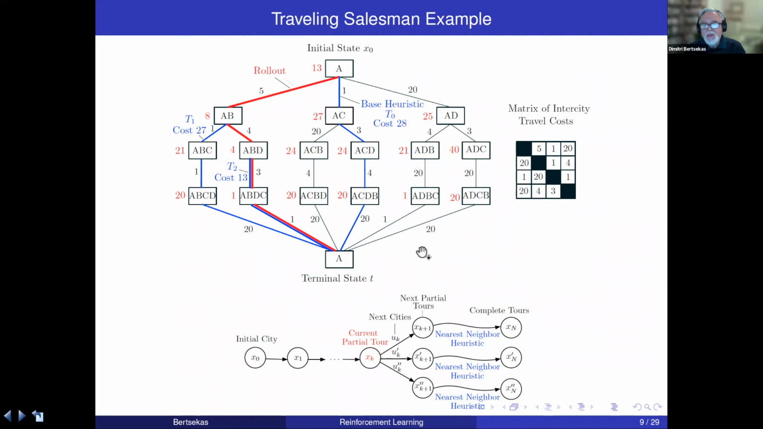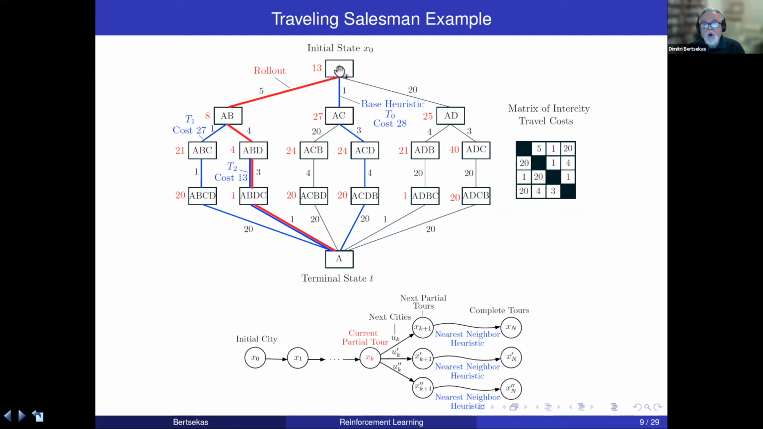We formulated this problem as a dynamic programming problem where the states are partial tours. This is the partial tour that involves cities A, B, and then C. This is the partial tour A, B, C, D, and it can only be completed by going back to A. So from each partial tour, by adding an eligible city, we go to a longer partial tour until we reach the end. So this is the initial state, the first stage, second stage, and so on. And the costs are given by this matrix of intercity travel.